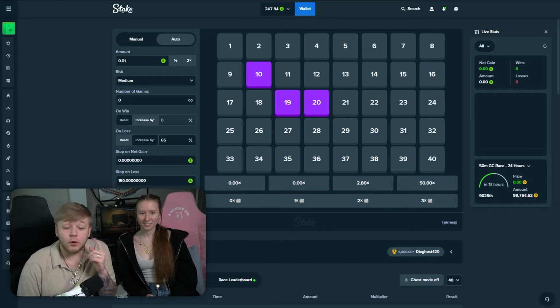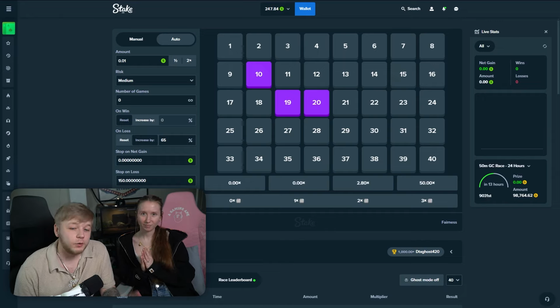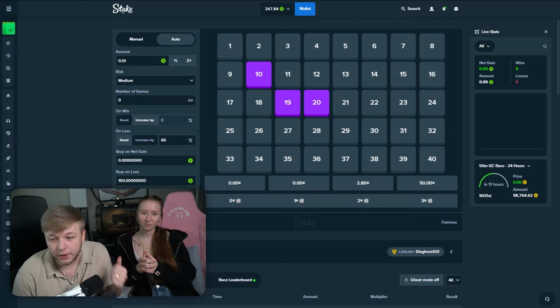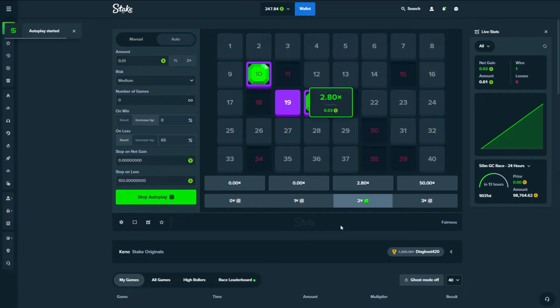It has happened to us before, and it has paid us over 1,000 profit with a stop on loss of, I think, 100. 1,000 profit is the best it ever paid, and we're going to try to replicate that one more time. Medium risk, 65% increase on loss. Let's go.